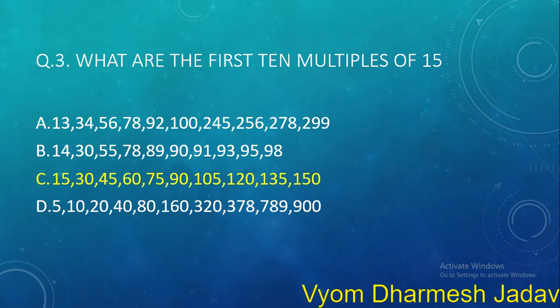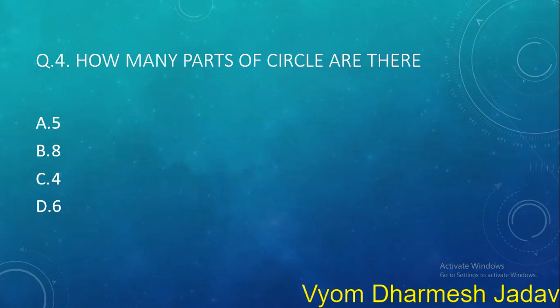The answer is 15, 30, 45, 60, 75, 90, 105, 120, 135, 150. Question 4. How many parts of circles are there?